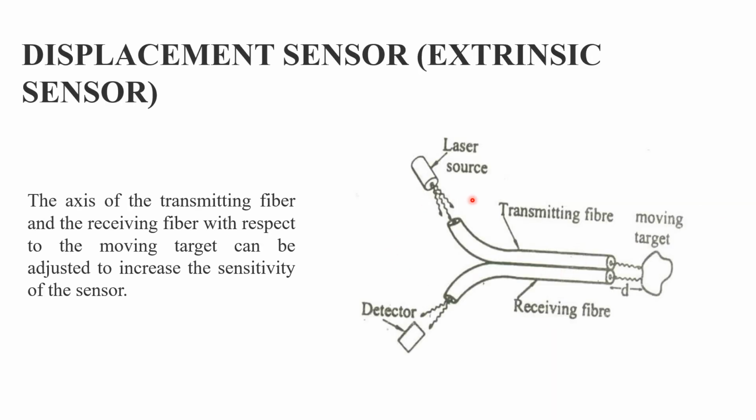So this is a picture of the displacement sensor. You have a laser source and a bundle of transmitting fibers, and the light is received from the laser source. Then it is incident on the moving target. Then from the moving target, the light is received by the receiving fiber. Then it is sent to a detector. The axis of the transmitting fiber and the receiving fiber with respect to the moving target can be adjusted to increase the sensitivity of the sensor.